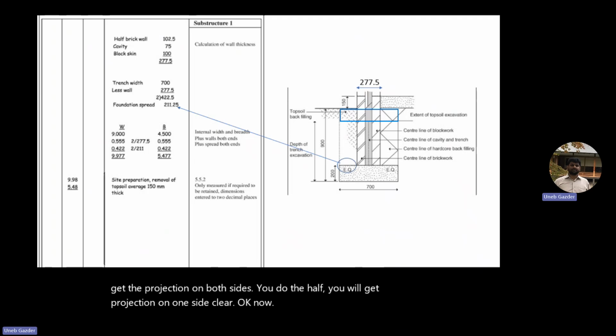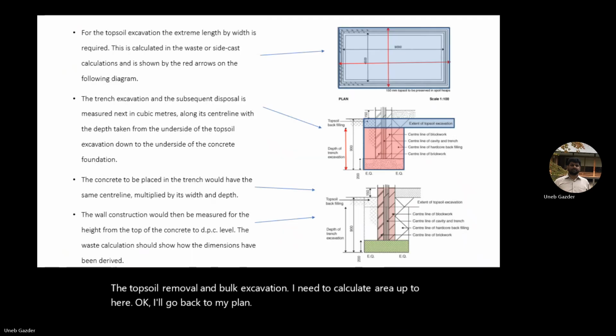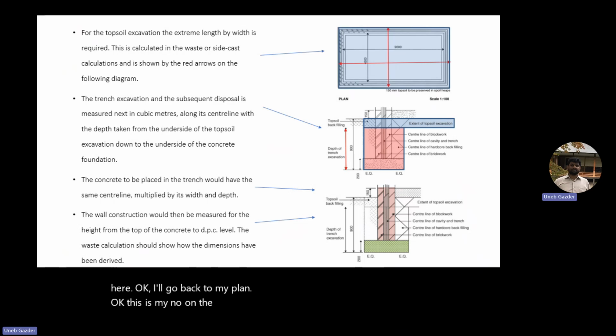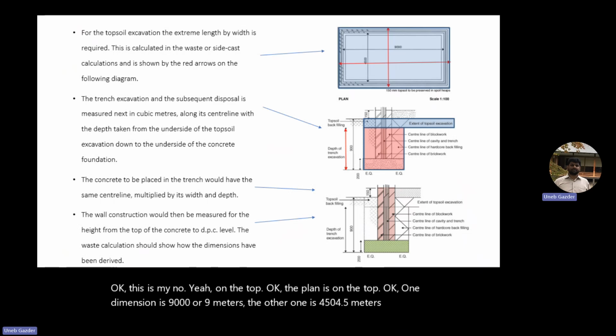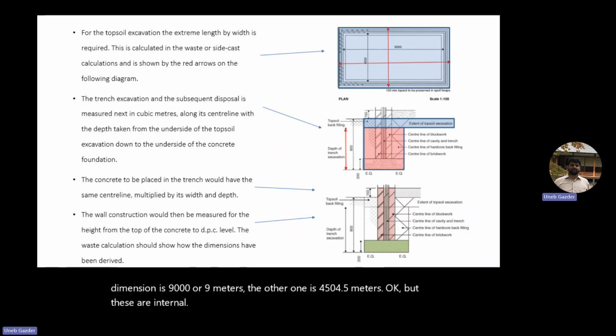Now, for calculating the topsoil removal and bulk excavation, I need to calculate area up to here. I'll go back to my plan. The plan is on the top. One dimension is 9,000 or 9 meters. The other one is 4,500, 4.5 meters. But these are internal. Now what do I need to add? Tell me. These are internal dimensions. What do I add in them?